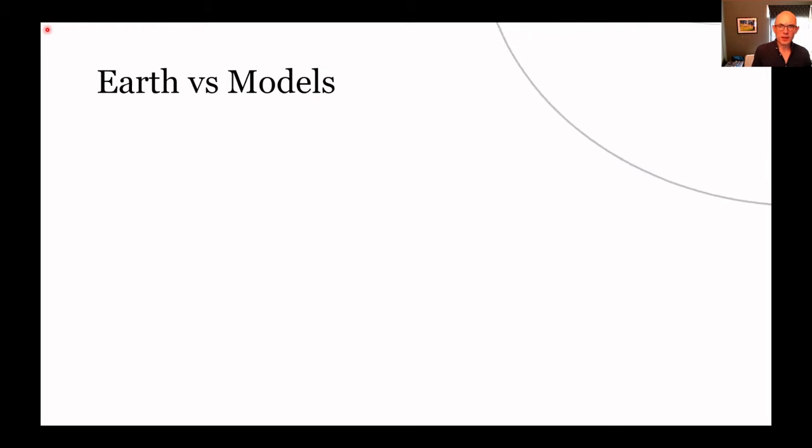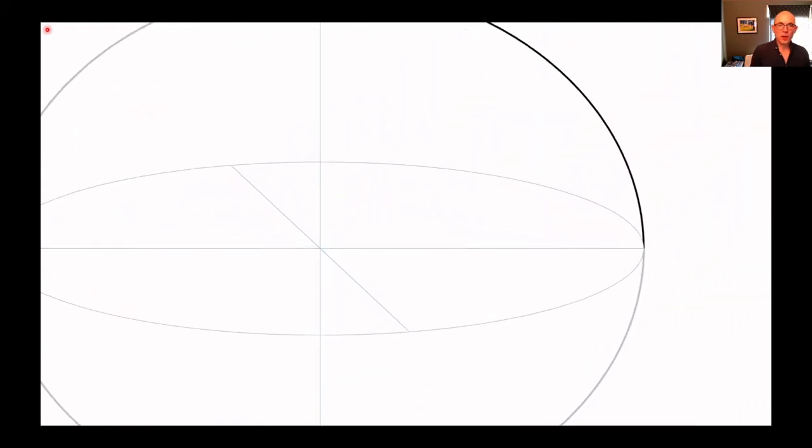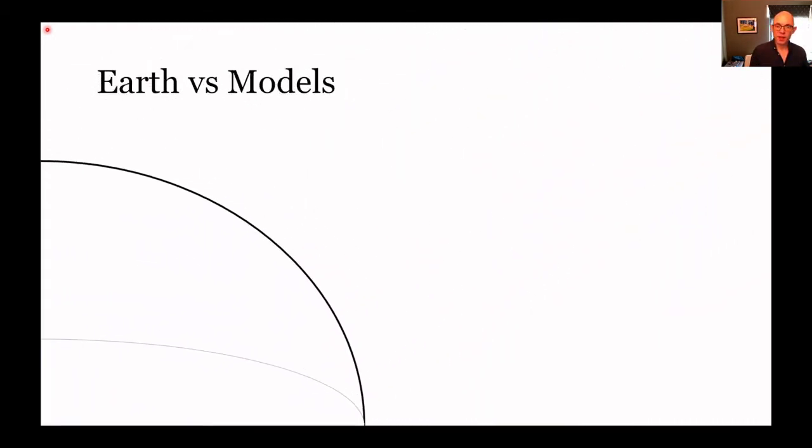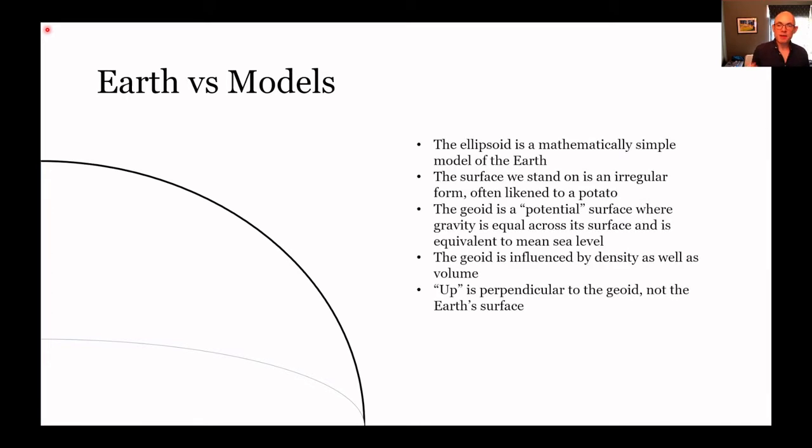So we have the Earth, and we have an ellipsoid, a slightly deformed sphere, a ball, like a rugby ball shape, rather than a football shape. That's how we're generally speaking modelling the Earth. It's an oblate spheroid, an ellipsoid. Mathematically simple, which is good because we like that. Unfortunately, the Earth isn't.